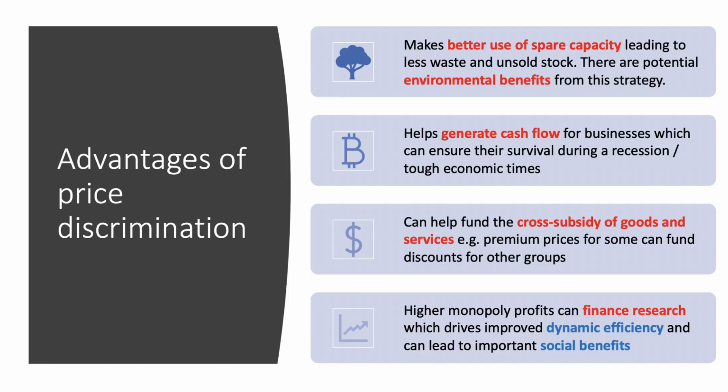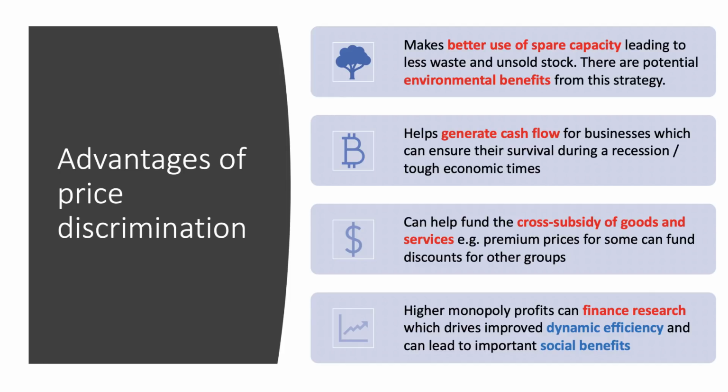The first point is that businesses that charge differential prices might well end up making better use of their spare capacity. That could actually lead to less wasted products and less unsold stock. So you can make a case for saying that at times there are good environmental benefits from this kind of strategy. For example, road pricing helps to reduce excess demand on tolls and bridges and motorways at peak times.